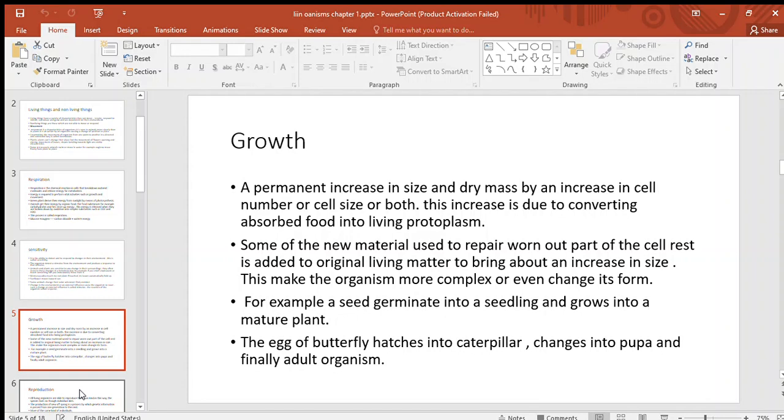Next is growth. Growth is the permanent increase in size and dry mass by an increase in cell number or cell size or both. This increase is due to converting absorbed food into living protoplasm. Very easily we can observe the growth in humans, in animals, in plants. They all increase in size.